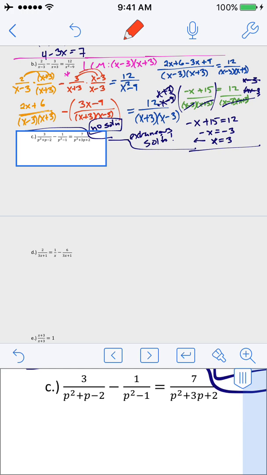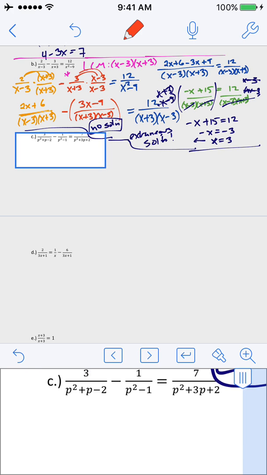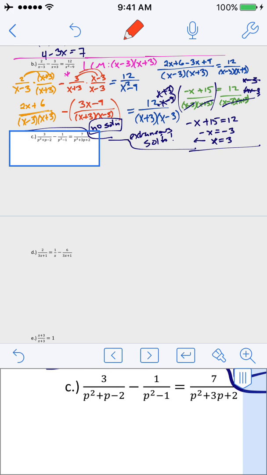So I've got 3 over p squared plus p minus 2, minus 1 over p squared minus 1, equals 7 over p squared plus 3p plus 2. As it is, definitely can't work with this, right? Can't even find an LCM until it's factored.